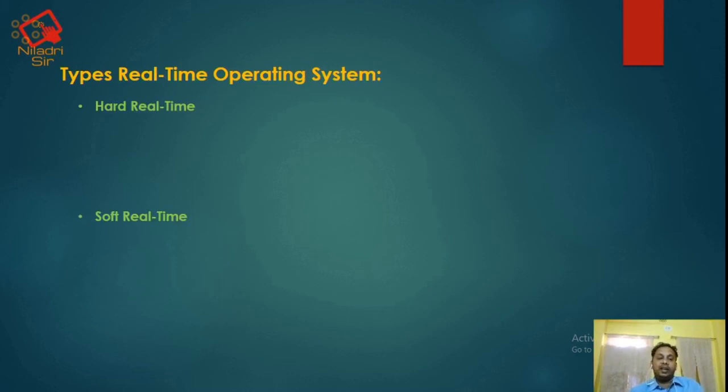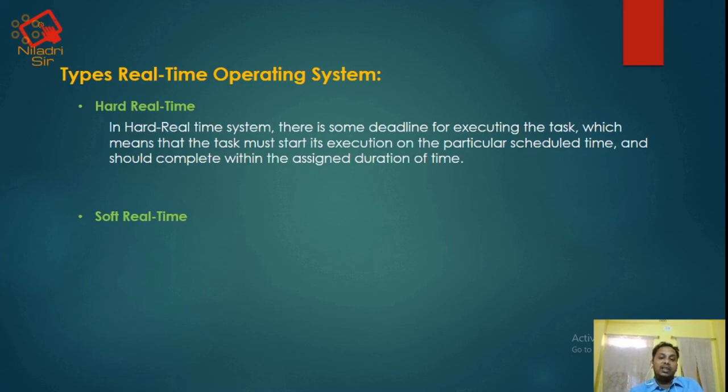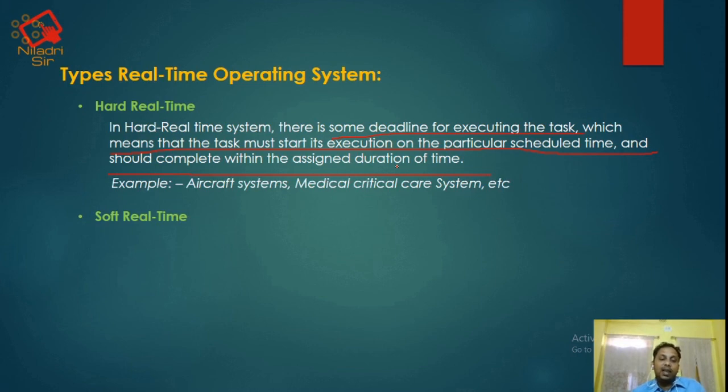Now, what is hard real-time? Basically, in a hard real-time system, there is some deadline for executing the task, which means that the task must start its execution at the particular scheduled time and should complete within the assigned duration of time. So in case of a hard real-time operating system, all the jobs have to be started within a specific time and completed within that time. Examples are aircraft systems, medical critical systems, etc.